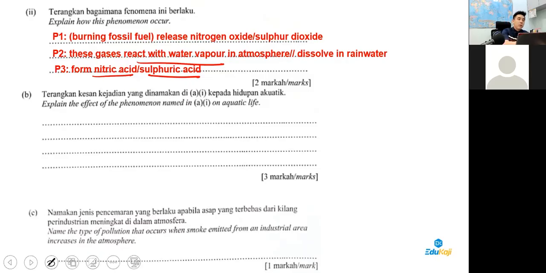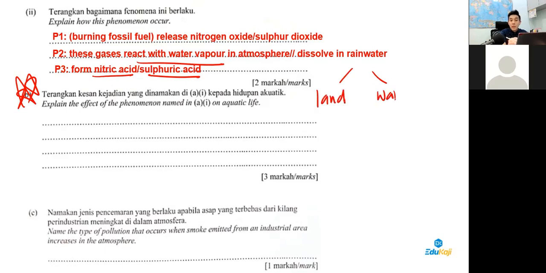Draw 2 stars. Normally for acid rain, they'll follow up with questions: what happens to animals and plants on land, and what happens to animals and plants in water? Two different questions. How does it affect animals and plants on the land? Another one in water, aquatic life. So this one is aquatic.